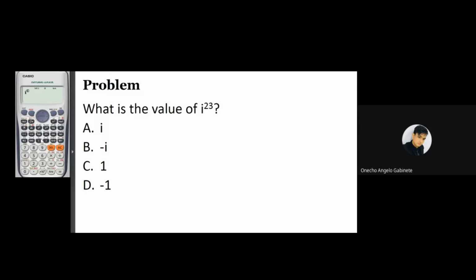And then, erase mo po sa 23. Tapos, press mo po yung equals. Meron ka po bang nakikitang sagot? Engineer Abigail? Ilan po, sir? I raised to 23. Anong lumabas? Error po.